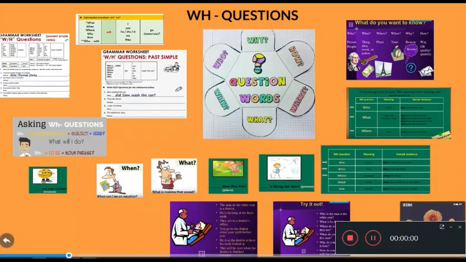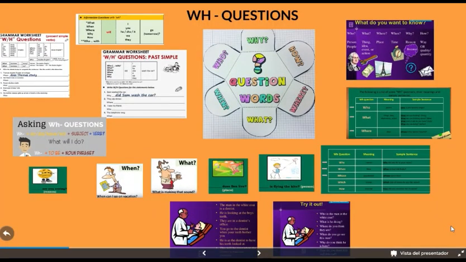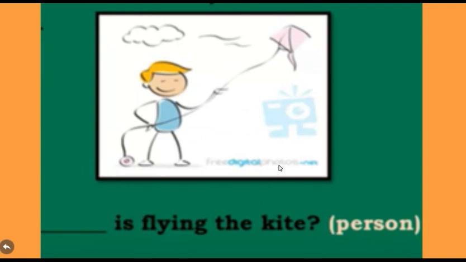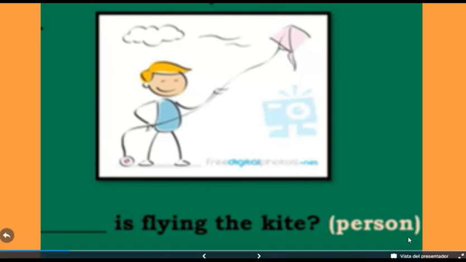Let's move on. Now let's practice with some examples and try to figure out which one is the WH word. So for example, in this one we have, as you can see here, blank is flying the kite. In this one, between brackets, we have person. So what could be the correct WH word in this one? Yes, you are right. In this one, the right WH word is who, because who asks for a person, as you can see in between brackets.